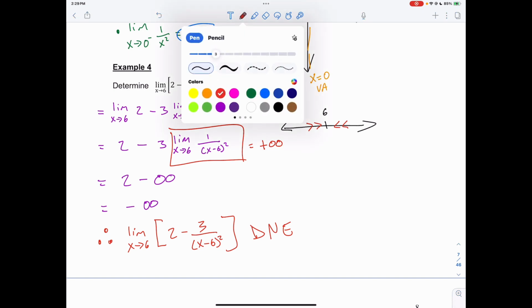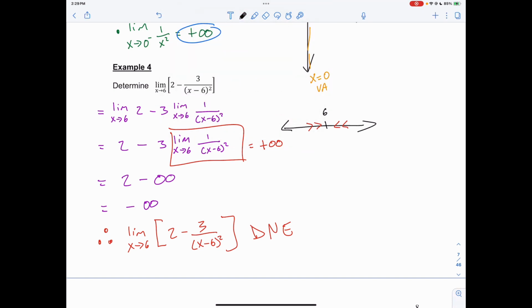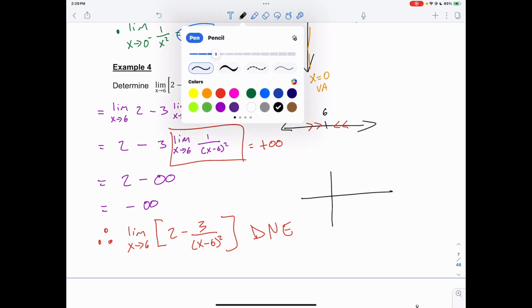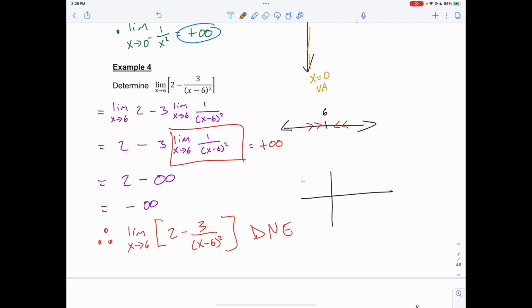If we were to take a look at what this looks like on a graph using our graphing calculators, then we're going to have a horizontal asymptote at y is equal to 2. We're going to have a vertical asymptote at x is equal to 6. And our graph would actually look like this, where when we're trying to solve the limit, it's occurring on that asymptote.